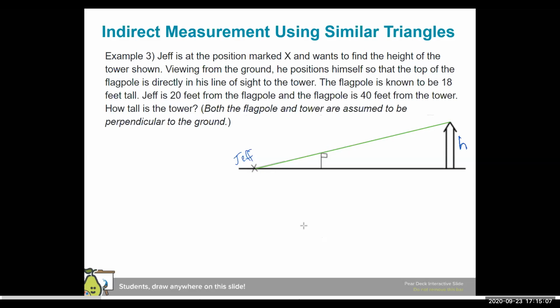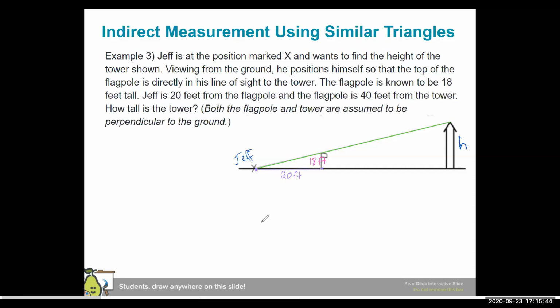So the flagpole is known to be 18 feet tall. So we know this flagpole is 18 feet tall. And Jeff is 20 feet from the flagpole. So let's pick a different color here. Jeff is 20 feet from the flagpole. So from here to here is 20 feet. Let's just highlight that, make sure we understand that's the little purple distance we're talking about right there.